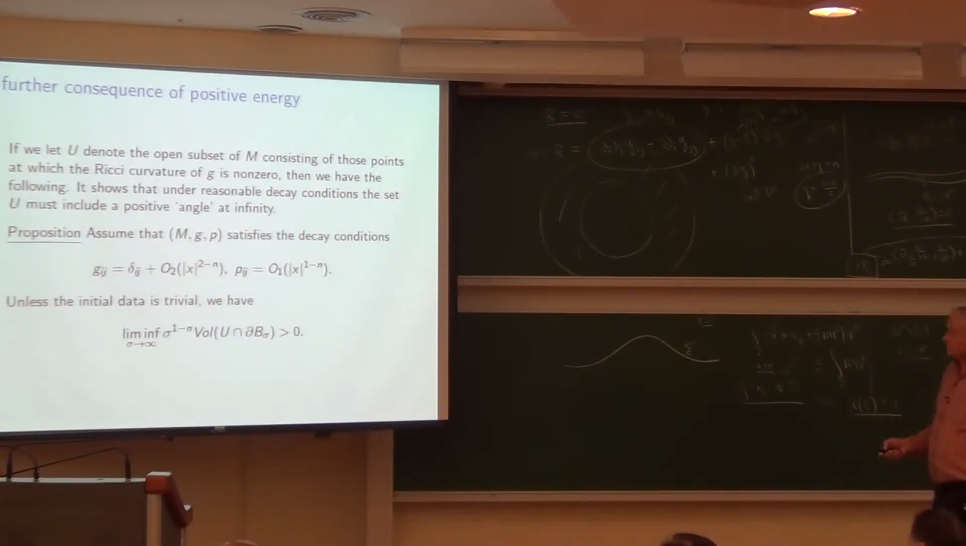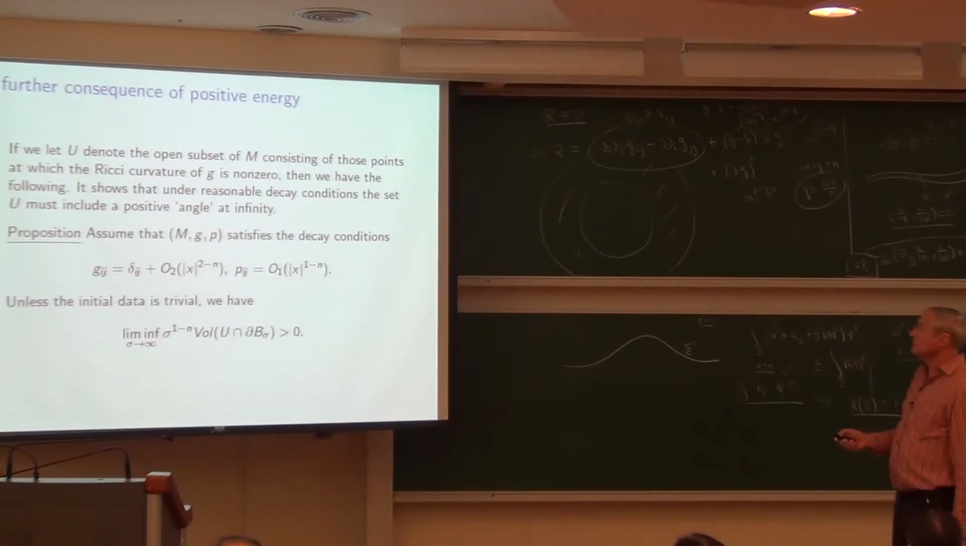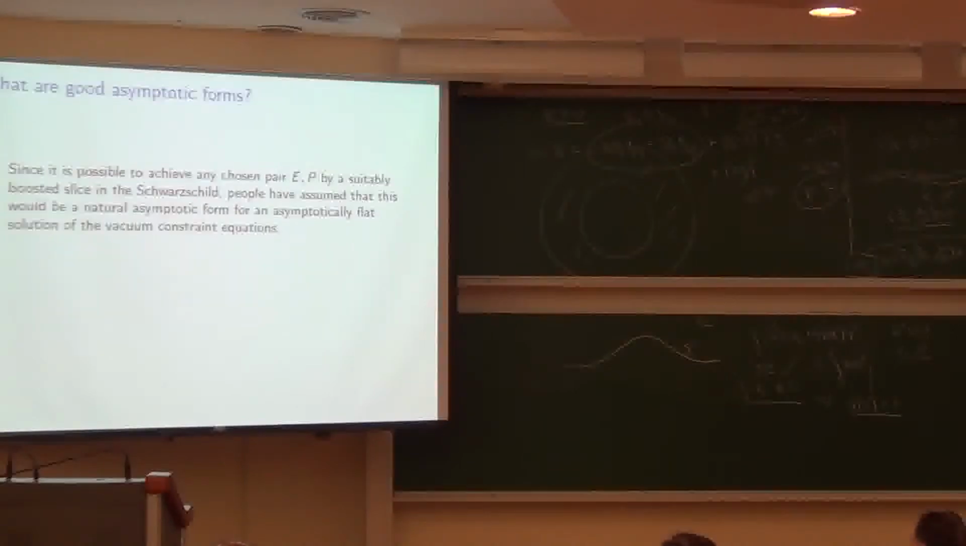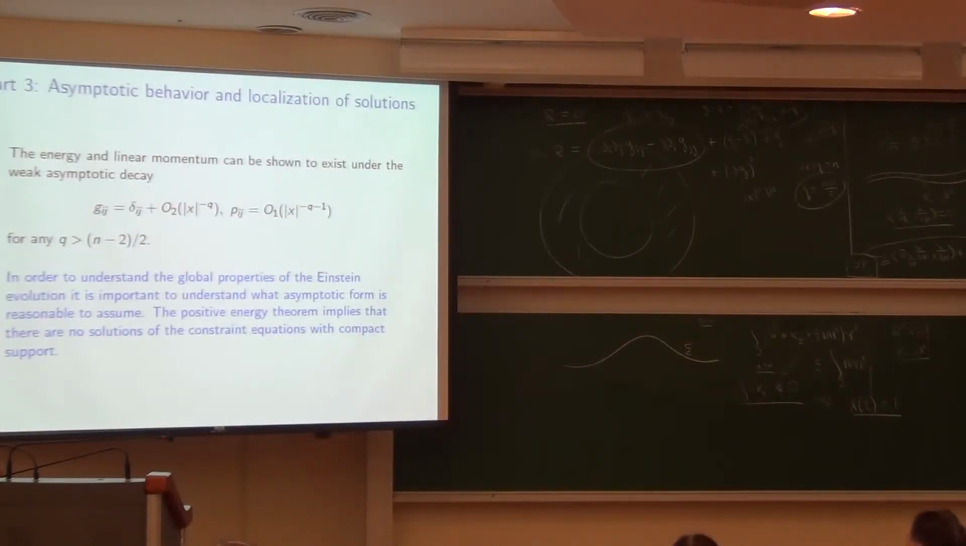Okay, and so let me point out a further consequence of positive energy that is relevant to our question. So remember we're asking the question of how flat an initial data set could be without being actually trivial. And so the positive energy theorem has a consequence, of course. So first of all, I should have said that the positive energy theorem obviously implies that you don't have any data with compact support. Right? You can't be trivial outside a compact set, or the energy would be zero and you'd be trivial.